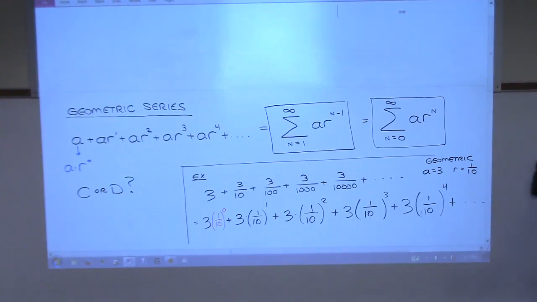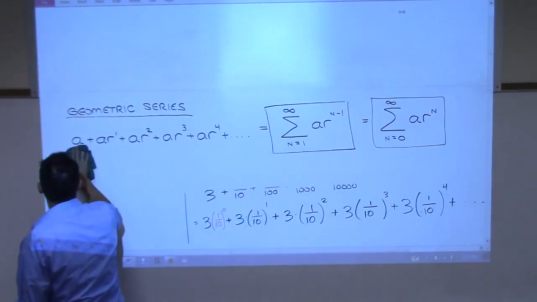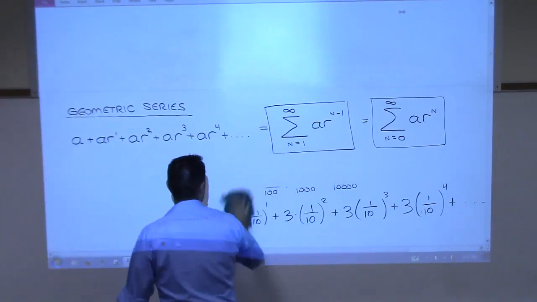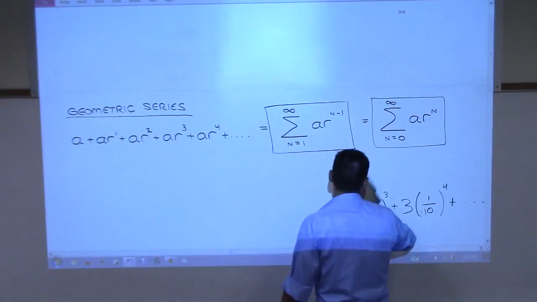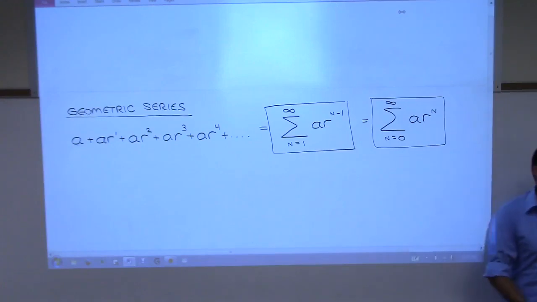All right, that's what a geometric series is. And now we go and try and figure out if we can determine if they converge or diverge. What did I tell you they would do? What did I tell you geometric series would do? It would do either one, right?